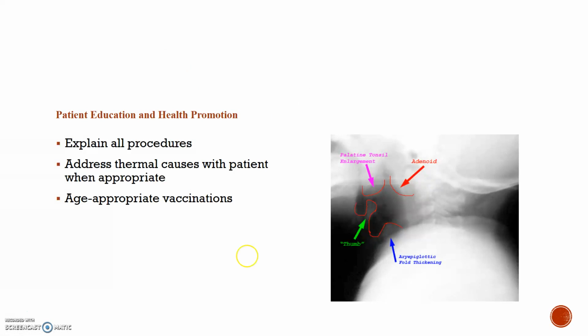Look at the X-ray on your right. It's a pediatric X-ray out of UVA. They've marked it very well for you to look at the enlarged tonsil, the adenoids, and the fold thickening, and look at that thumb sign right there. Again, it's not a diagnostic tool per se, but it is something we've been using for years as an indication and a confirmation.